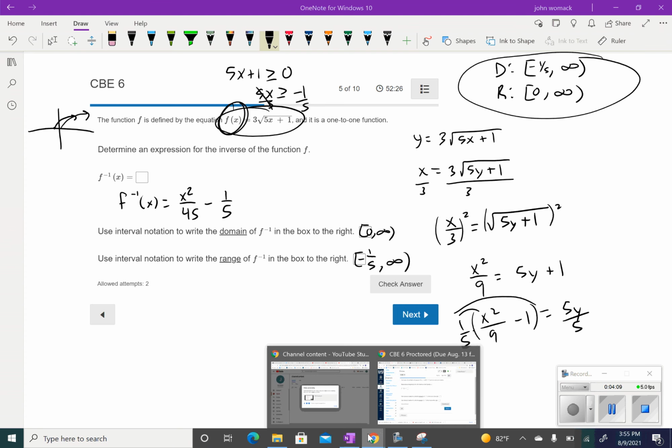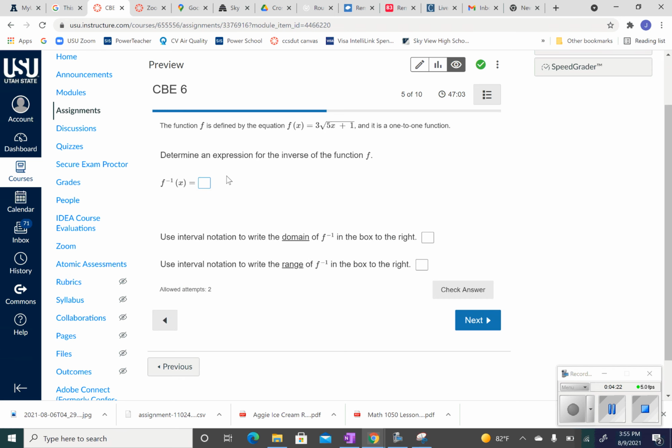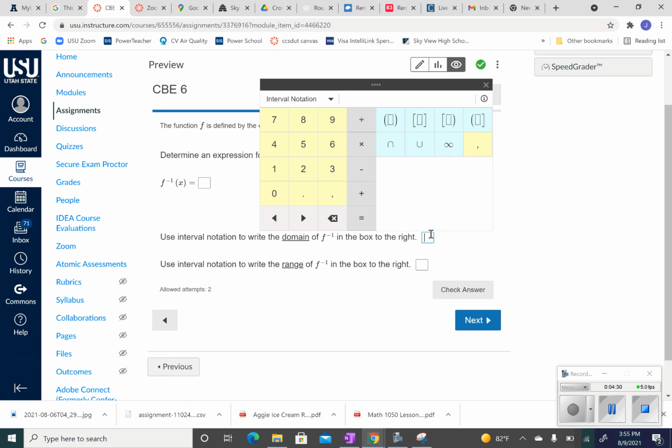So the inverse of f of x was x squared over 45. It's being kind of silly here.